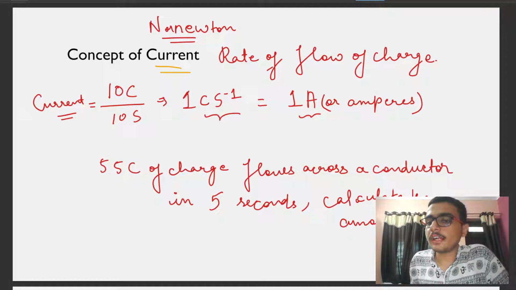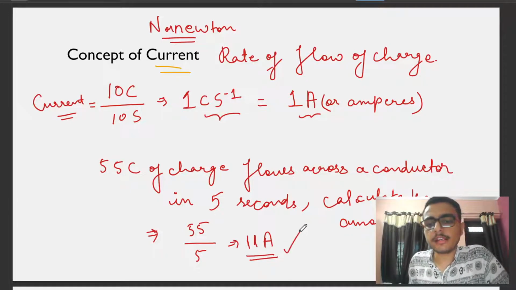Calculate the amount of current that flows. That is nothing but charge flown, 55, and the total time taken is 11, so that gives 11 amperes of current. 11 amps of current. Correct? So that's it.